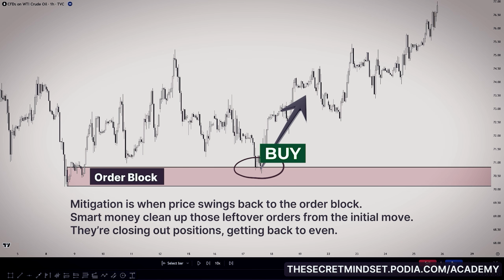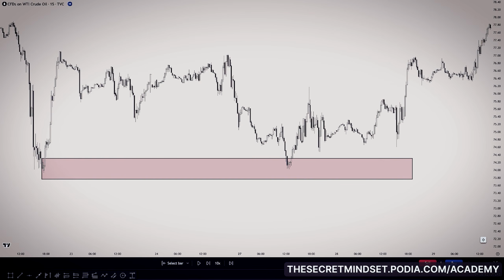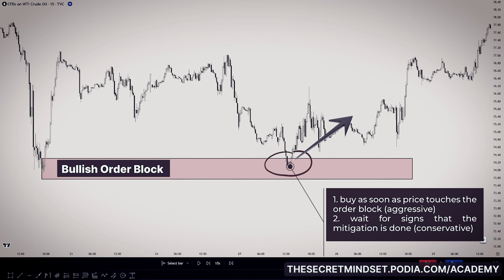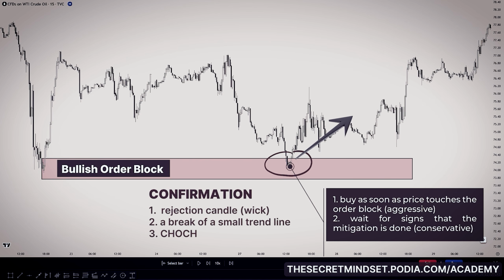When price swings back to an order block, it's often setting up for another move in the original direction. So if it was a bullish order block and price comes back down to it, that might be your chance to buy. Some may buy as soon as price touches the order block. Others wait for signs that the mitigation is done. Price action close, maybe a rejection candle, or a break of a small trend line. We'll talk about the best entries later.